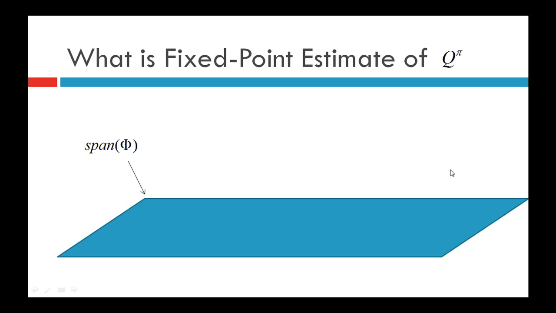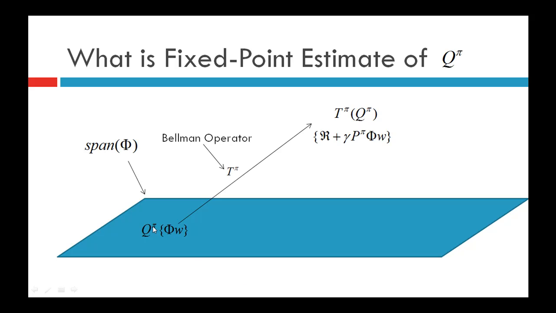So let us now understand the fixed point estimate of the state action value function. Suppose this blue plane, or hyperplane, represents the span of matrix phi. That is, all possible linear combinations of the columns of this matrix phi are represented by this hyperplane. This q pi, which is represented as phi times w, is a linear combination of the columns of matrix phi defined by the weight vector w. So this phi times w will lie on this hyperplane.